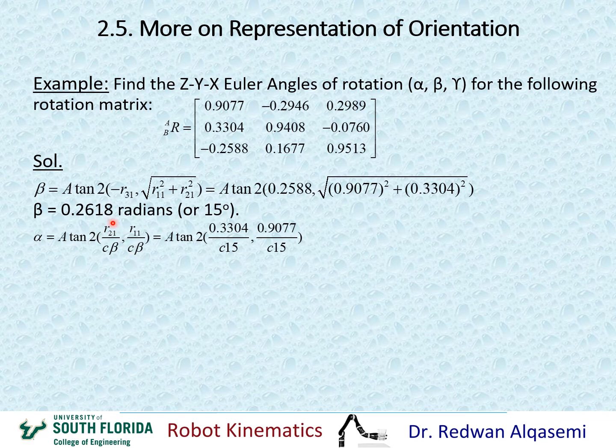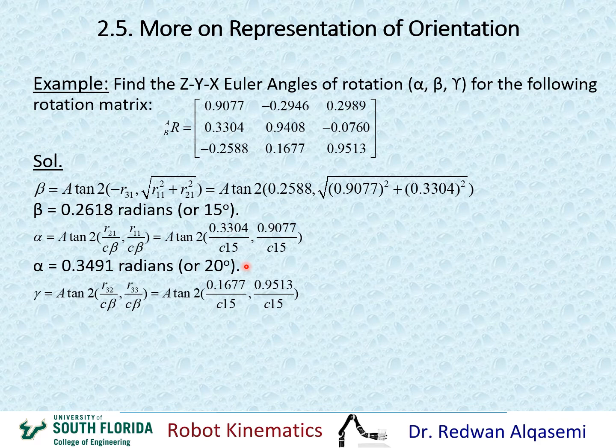I already know R21 from here. This is R21, so I can place it here. And cosine beta, I already found beta to be 15, so I put here cosine 15. And then R11, I already know it from the rotation matrix that is given here. I take this and place it in here. And again, cosine beta is cosine 15, so I place it right here. If I solve this, then my alpha would be 0.3491 radians, which is 20 degrees that we see here.